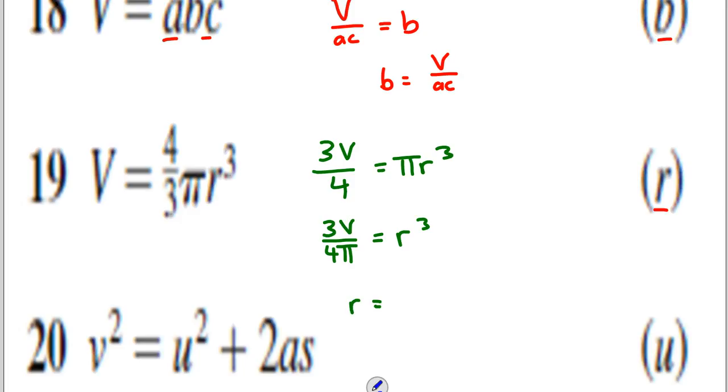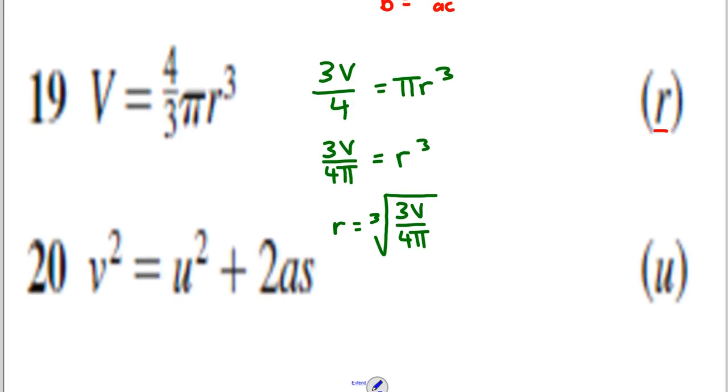So r, I'm just going to go straight to doing this. Try to think, what am I missing so far? What am I missing in my answer? That's right, my little cube root. So when it's a square root, we don't need to write the 2. When it's a cube root, we do. So maybe I'll just do that down here. r equals cube root of 3V over 4 pi. That's pretty nifty. Don't forget the little cube root sign.